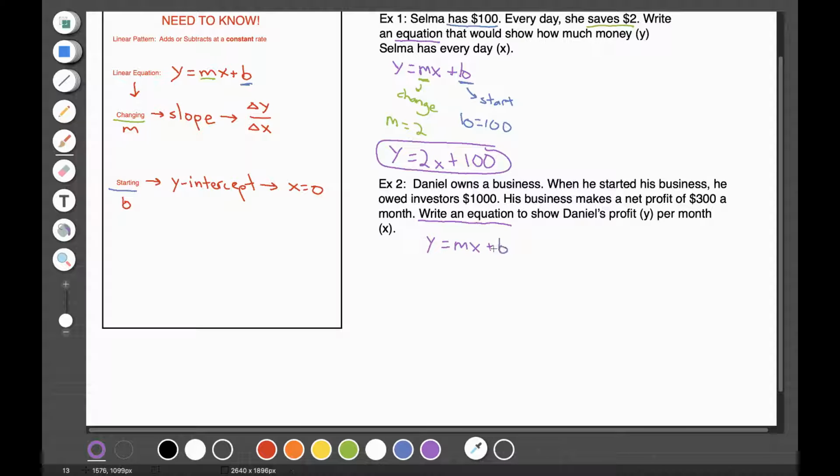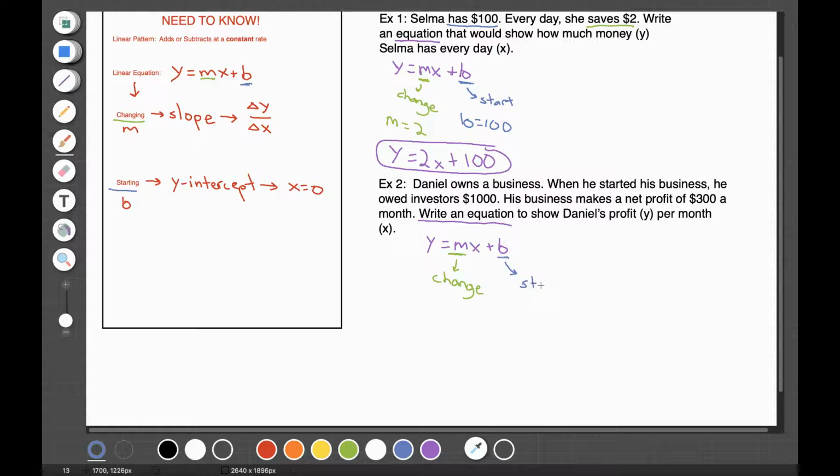Now, we need to think, what are the two important pieces of the linear equation, just like before? Great, we have our m and we have our b. Just like before, our m stands for what? Great job, it's our slope, which also means that it's our change. And that means that our b is our y-intercept, and it's also our start.